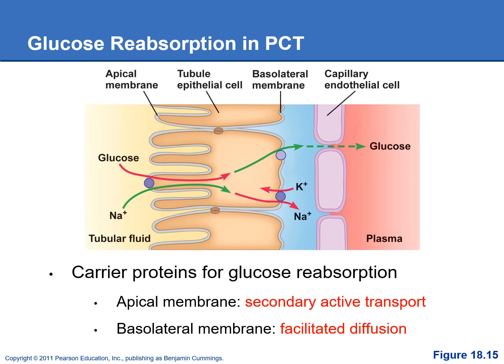And this is just showing the reabsorption of glucose. So I would star this, make sure you know this. On the apical membrane, we're going to reabsorb the glucose through secondary active transport. So sodium will go down its gradient and glucose will go up its gradient. And then on the basolateral membrane, we'll do facilitated diffusion. And remember, that's passive. We're going to go from high to low concentration and reabsorb the glucose.